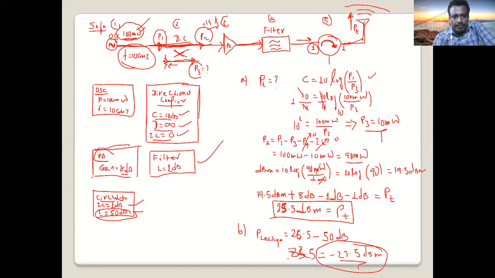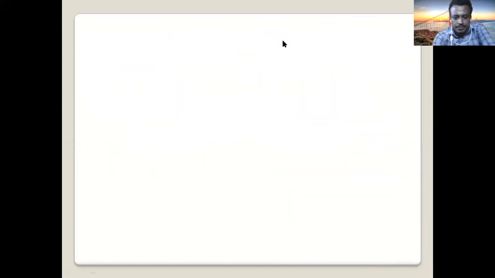Okay, so the receiver part starts from the antenna. It comes to the circulator, right? This is port number 2. Port number 3 is the receiver side.